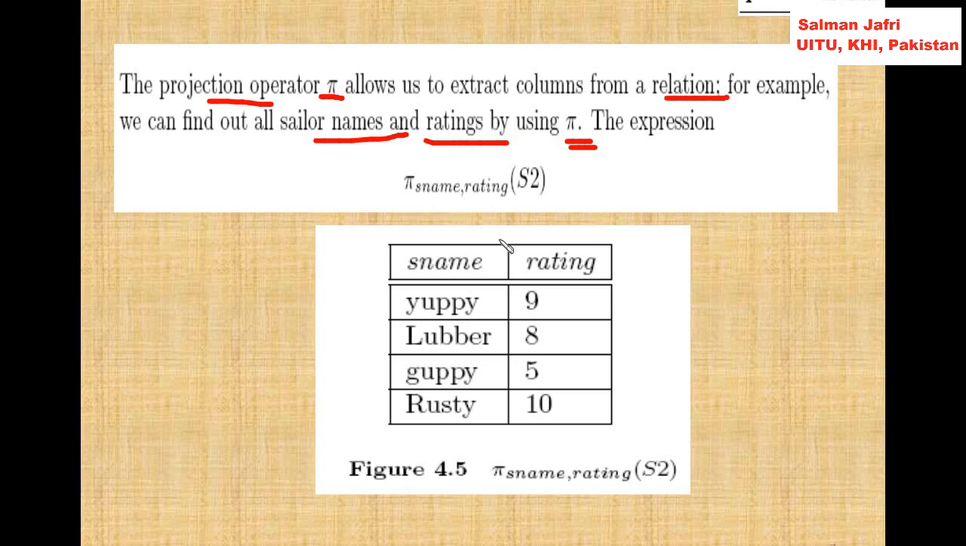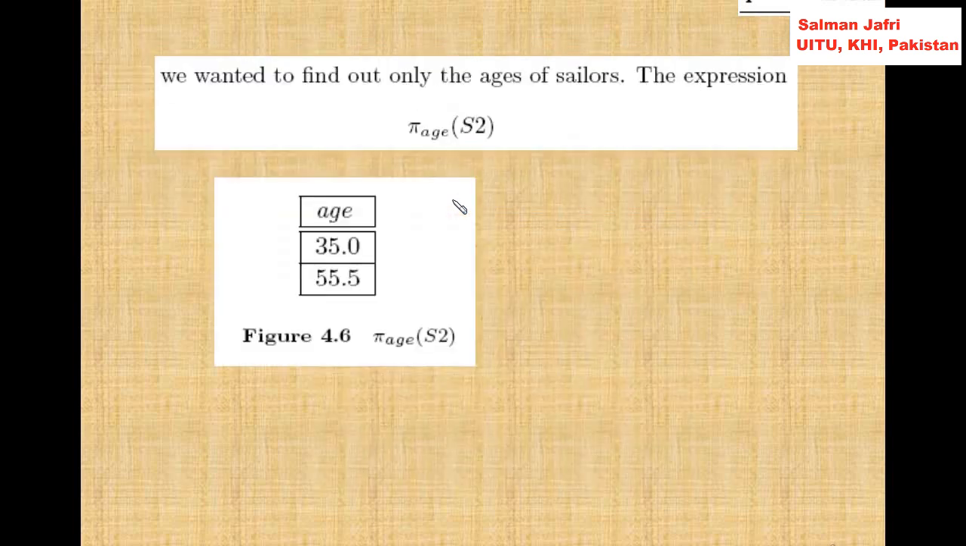So this is the answer, sailor name and rating, sorry. So this is the answer of this particular projection operation that we are having. Similarly, if we wanted to find out only the ages of the sailors, the expression would be projection age S2. So these two ages are displayed from the relation S2.